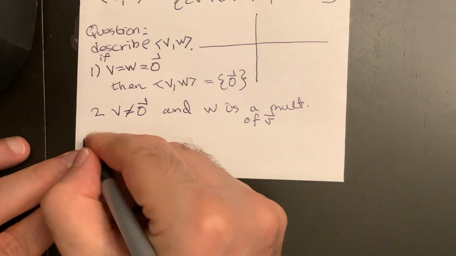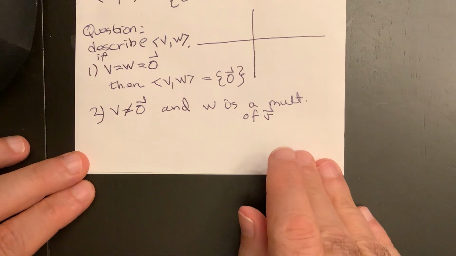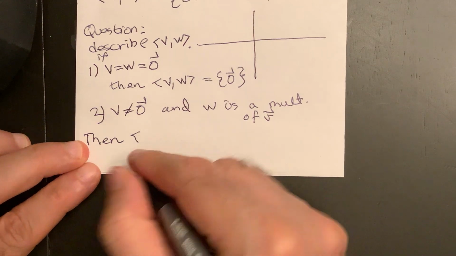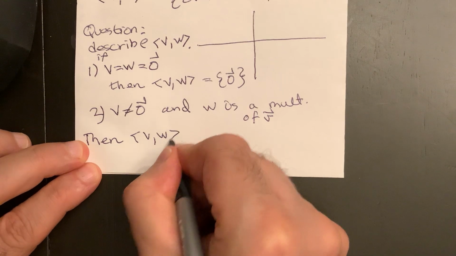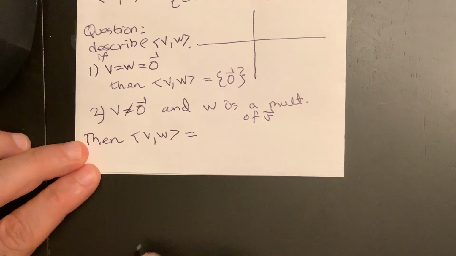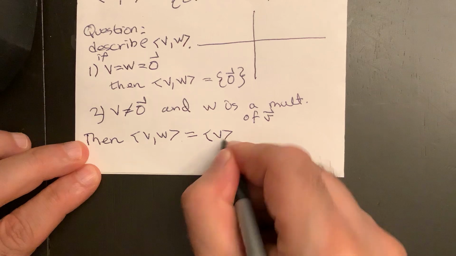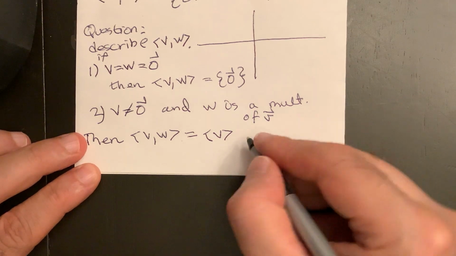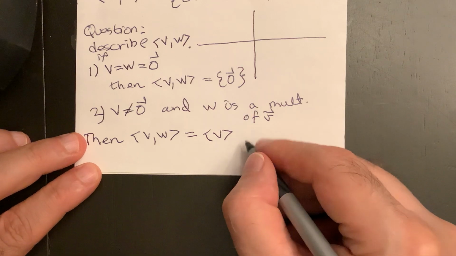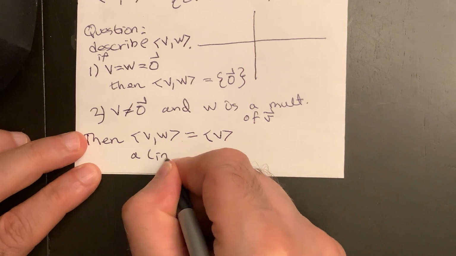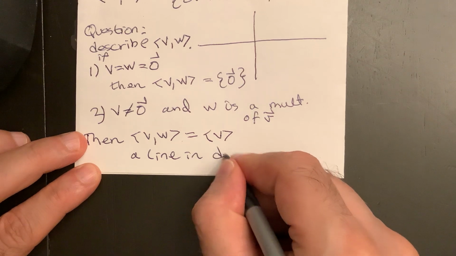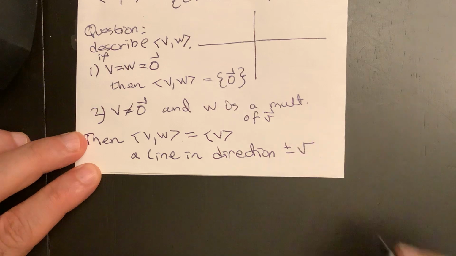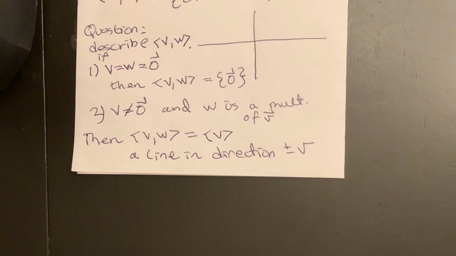Well, then, it depends what v is, right? But then the span of v and w, whatever it is, is just equal to the span of v. It's just along the line that is in the direction of v, or the negative direction. So it's just a line in the direction of plus or minus v. Okay? Does that make sense?